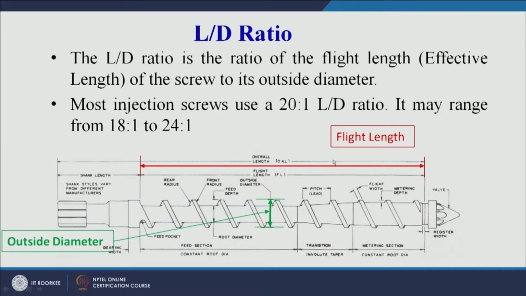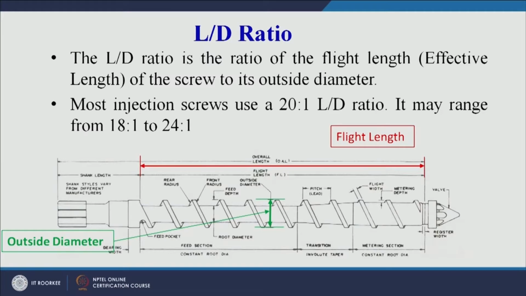L is the length, or we can say the effective length of the screw, and D is the outside diameter, the average outside diameter of the screw. So this L by D ratio is an important parameter, and it ranges, that we should remember, from 18, the length being 18 times that of the diameter, to 24 times that of the diameter.